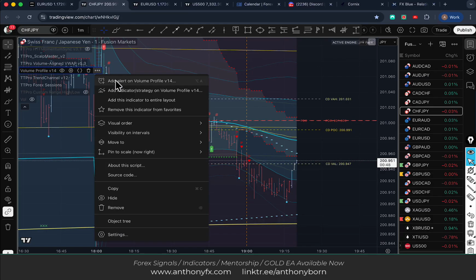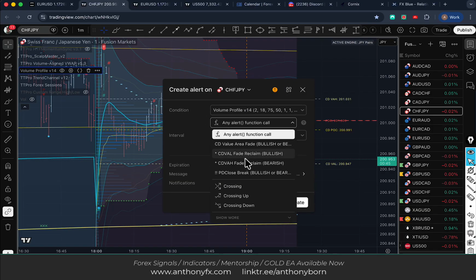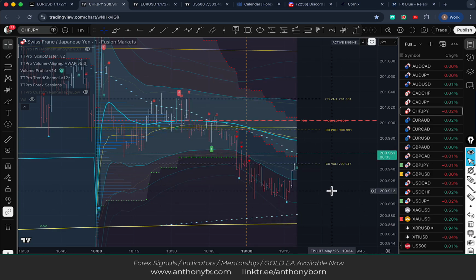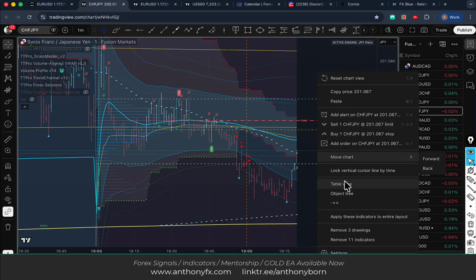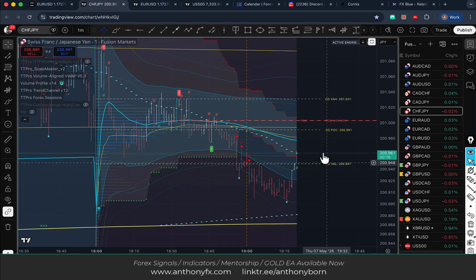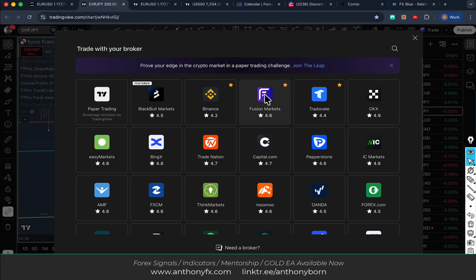So I'm looking for add alert, and it'll be a value area fade reclaim bullish. Once per bar close, create that. All right, for some reason anyway, I'm probably going to buy that. And I'll tell you what I want to do with this, it's getting away on me. Trading, buy, sell. I'm a bit late to the party, guys. So I'm going to buy, and I want to go in at, actually, got to get into Fusion Markets.